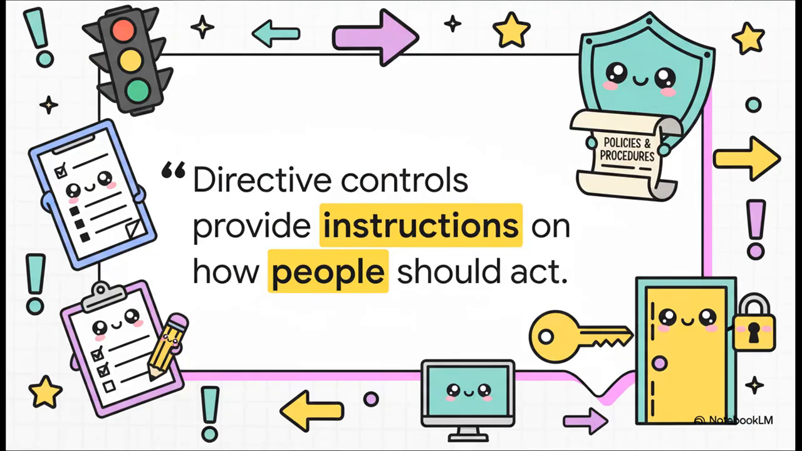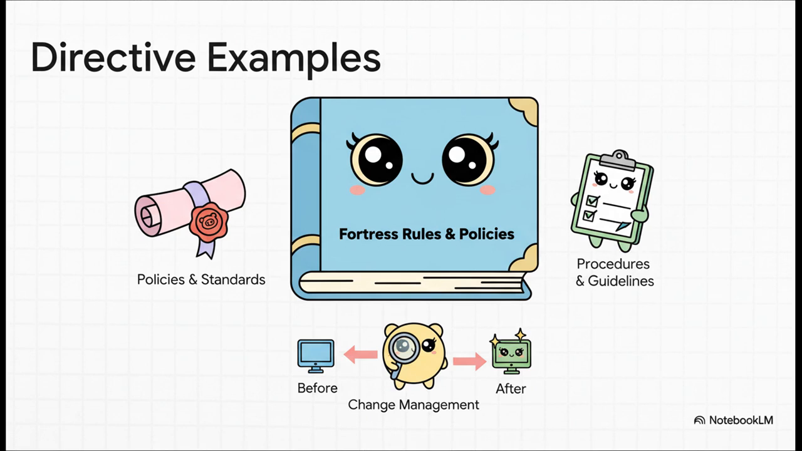The exam definition for this one is nice and straightforward. Directive controls provide instructions on how people should act. It's all about the documented policies, standards, and procedures we put in place. So this includes your high-level security policies, detailed step-by-step procedures, and specific standards for how to configure systems. Now, a key example for the exam is the change management process. That's a directive control because it provides very explicit instructions on the proper, secure way to make any changes to a system.